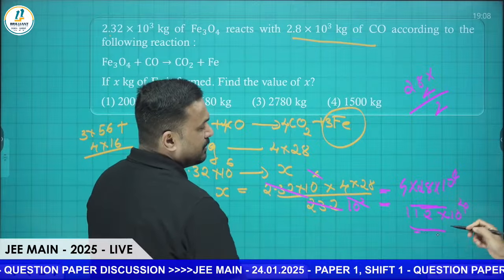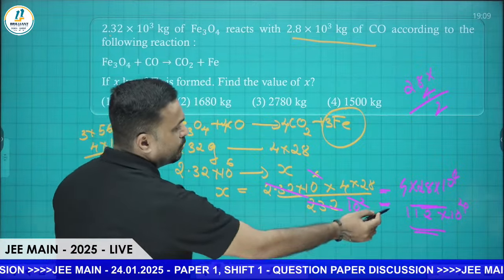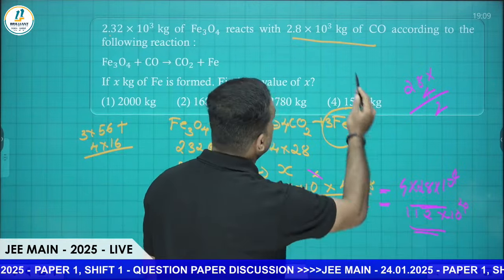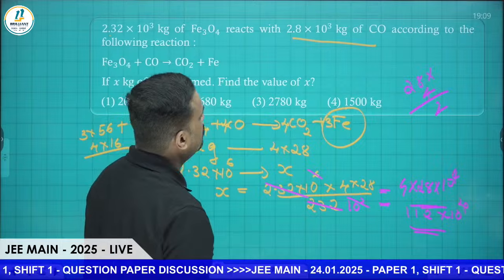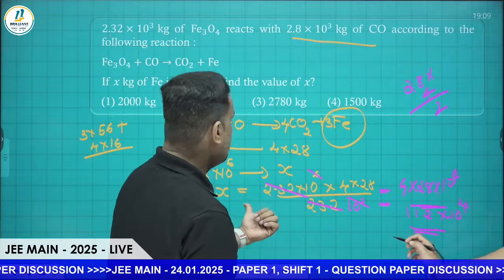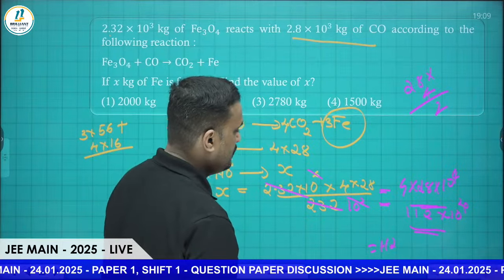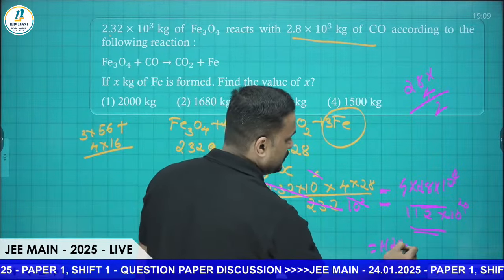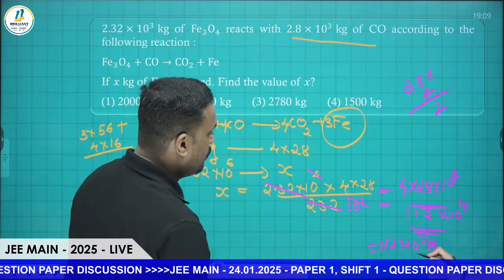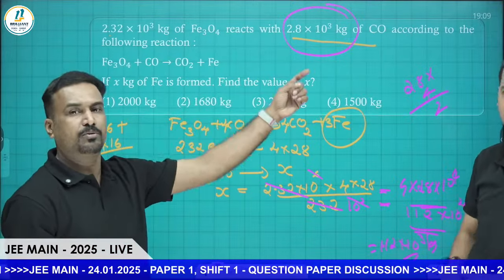So we have to convert this much, which is in gram, into kilogram. So 1120 kilogram will come, so 1.12 into 10 power 3 kilogram. That much kilogram only will be required. But actually they gave this much, so that is excess.